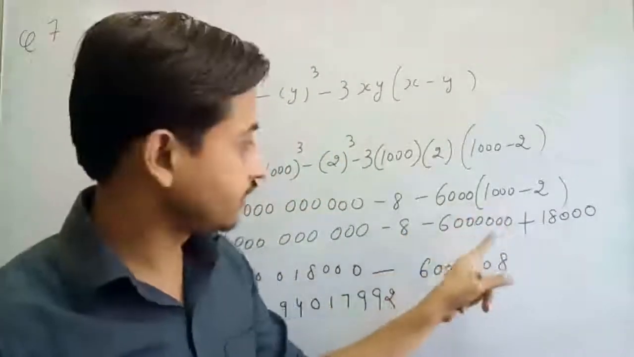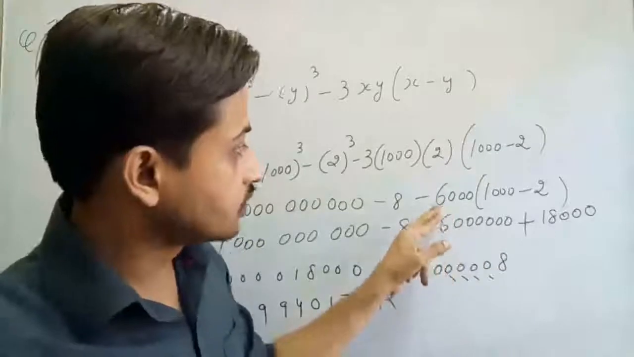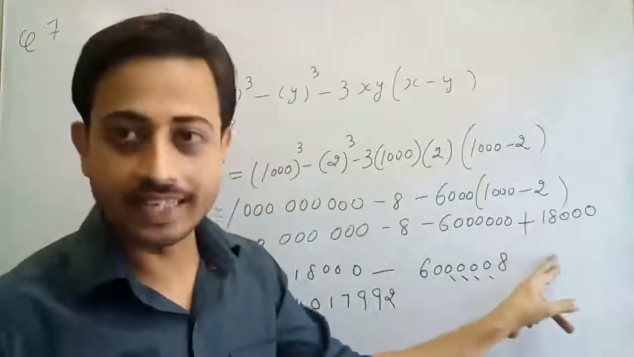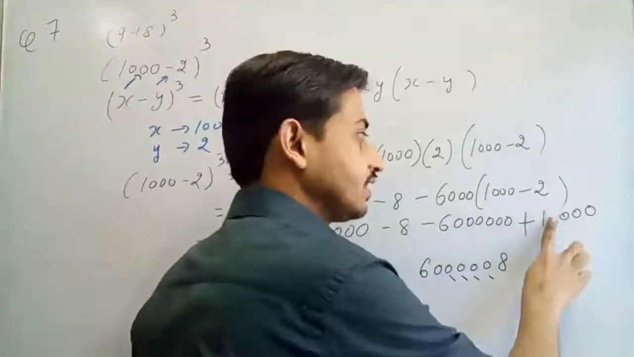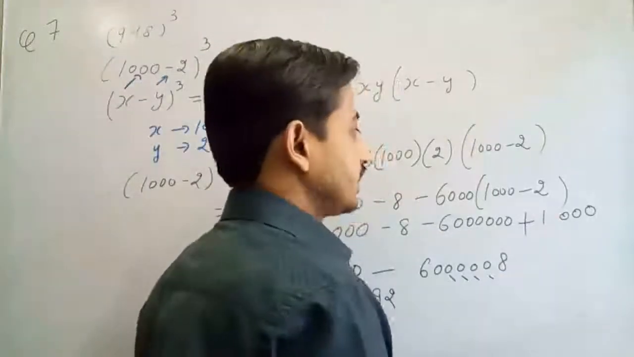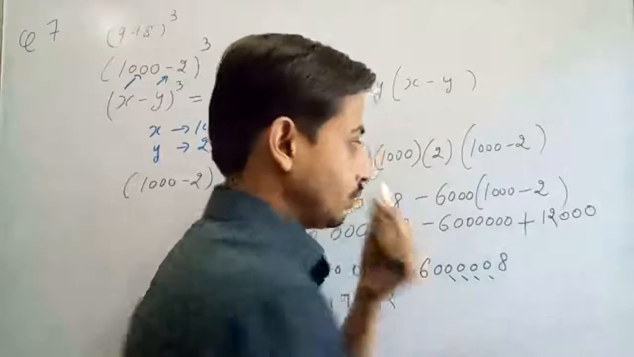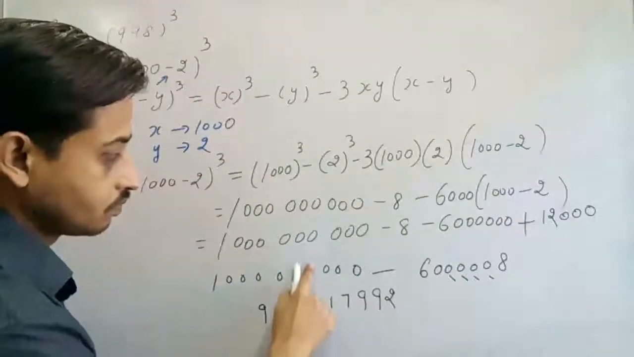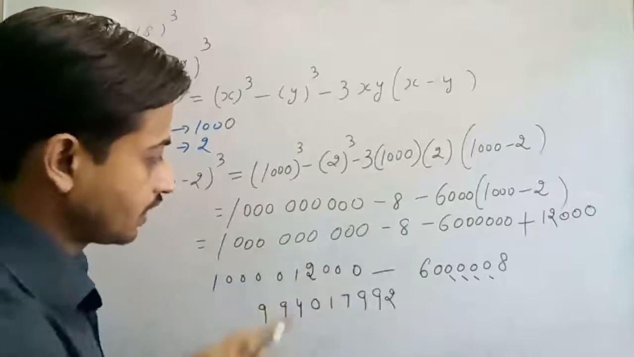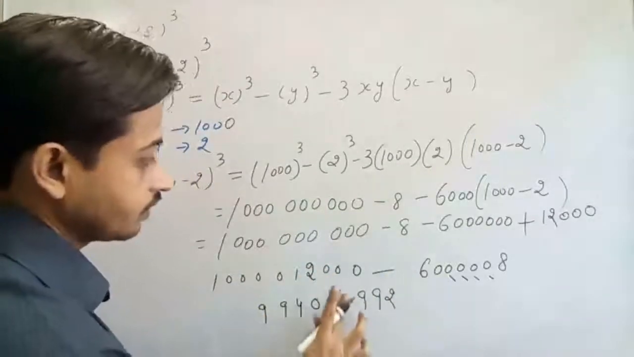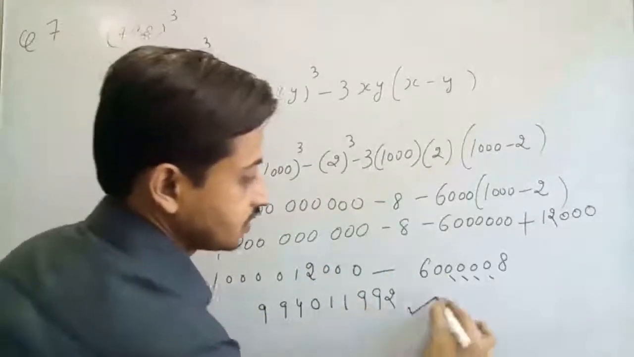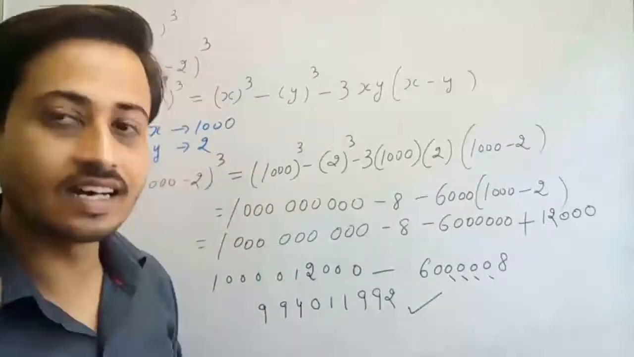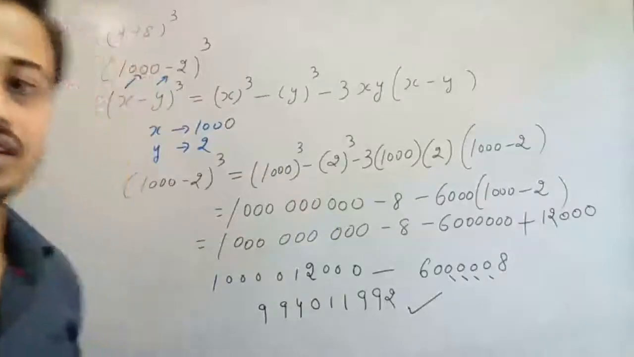6000 into 1000 we get 6,000,000. Now 6000 into 2 we get 12,000, not 18,000. So correct it here. What we will get? We get 6 into 2 is 12,000. Now if we add them, this becomes 2, and now 2 minus 1 we get 1. So this is the answer. So please correct it and check the answer, and please make a note.